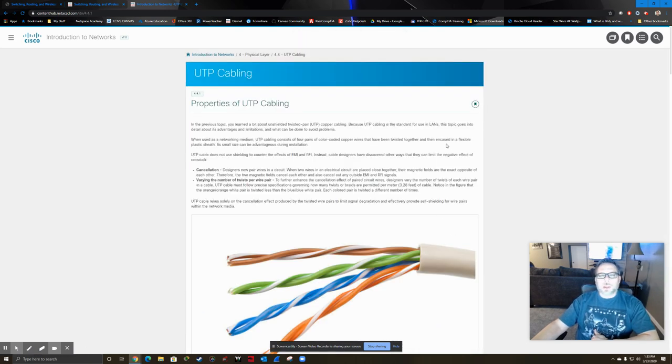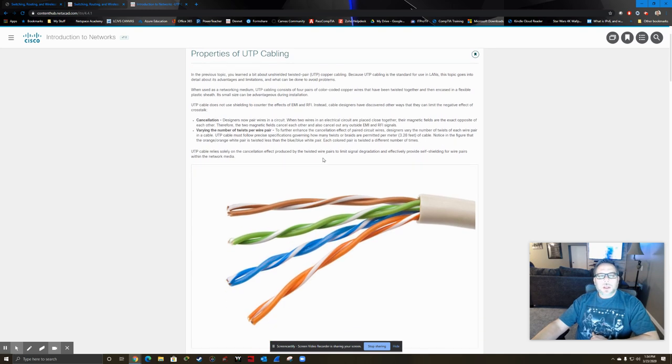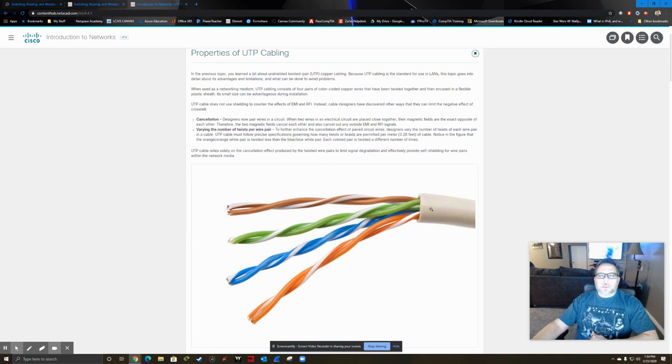Let's move on to UTP cabling. So one thing you'll notice, and I've mentioned this before, is on the twists, you'll notice they're at different ratios. If you look at the twist on the brown versus the blue or the green, you can see that these are twisted much tighter. These twists are specially calculated to cause what's called a cancellation effect.